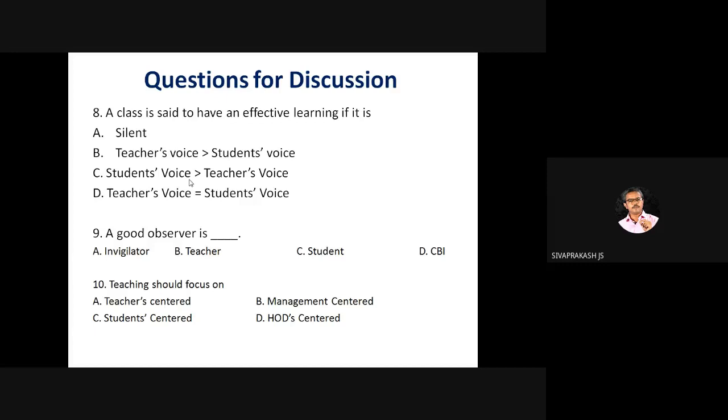Question number 10. Teaching should focus on dash. Teacher centered, management centered, student centered, and the last one is HOD centered. Teaching should focus on teacher centered, management centered, student centered, or HOD centered.